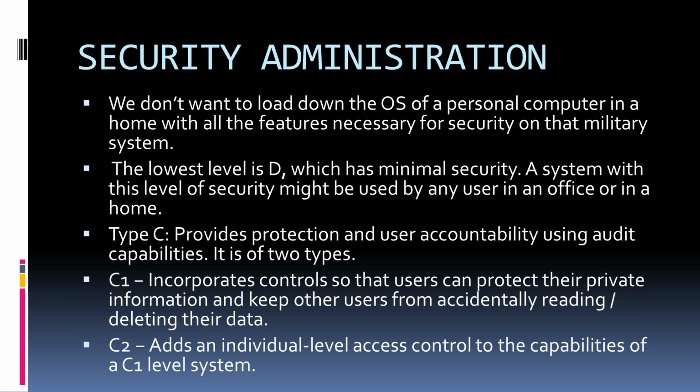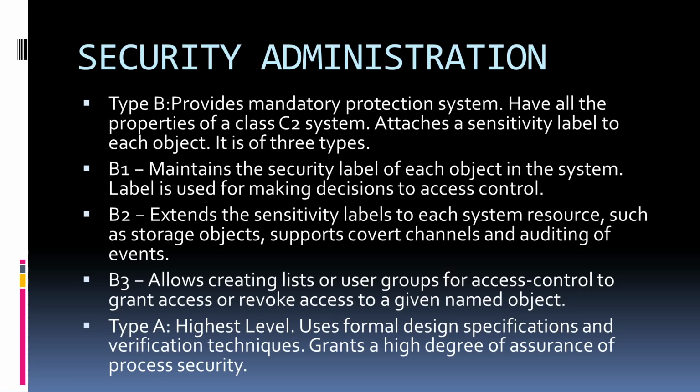The lowest level is D, which has minimal security. A system with this level of security might be used by any user in an office or in a home. Now, there are many different types of security. First comes Type D, which is the lowest level. Then there's Type C. Type C provides protection and user accountability using ordered capabilities. It is of two types, C1 and C2. C1 incorporates control so that users can protect their private information and keep other users from accidentally reading or deleting their data. C2 adds an individual level access control to the capabilities of a C1 system.